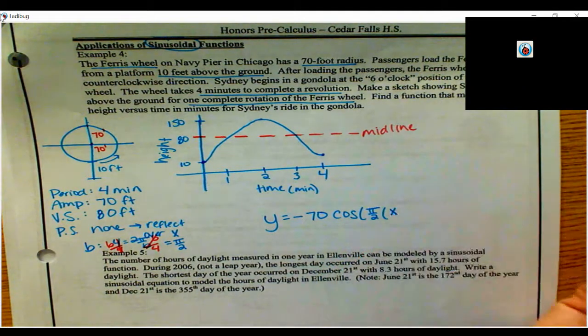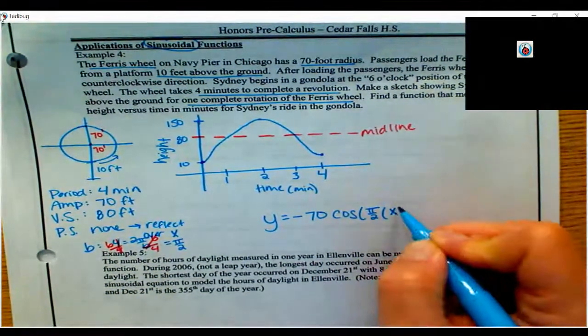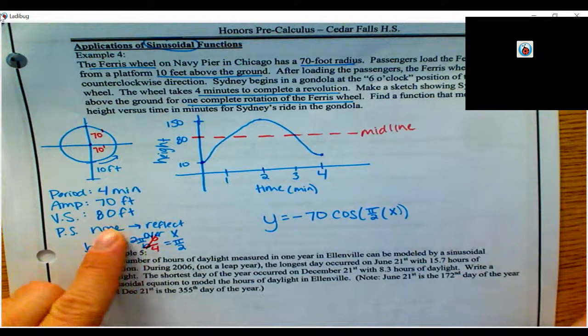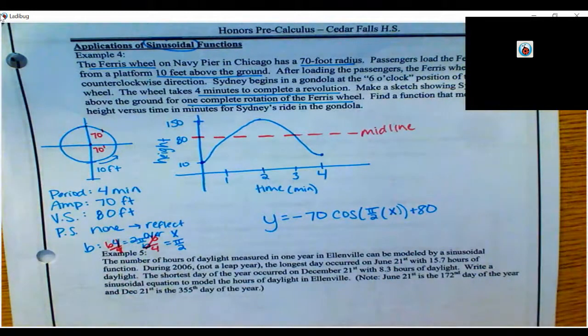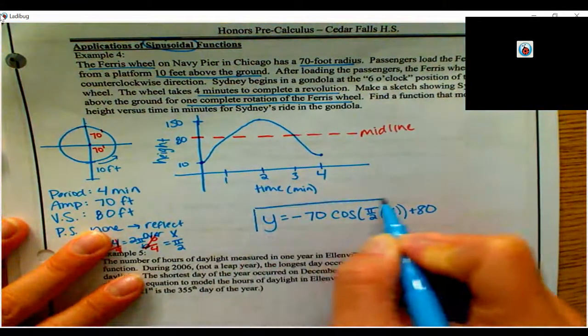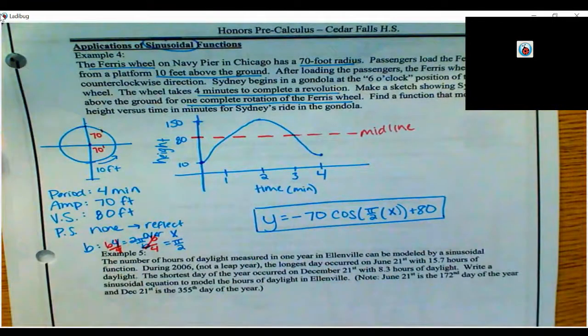You still need your x. Did I shift it at all? Okay, so I don't really need those parentheses, but I already drew them in there. So pi over 2x. And then your vertical shift is 80. So this is plus 80. Okay. So that's it. Yes, Molly?